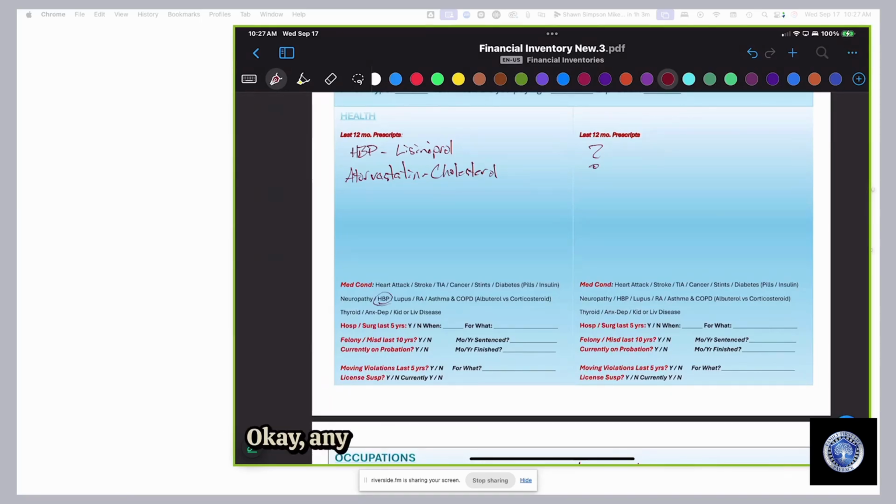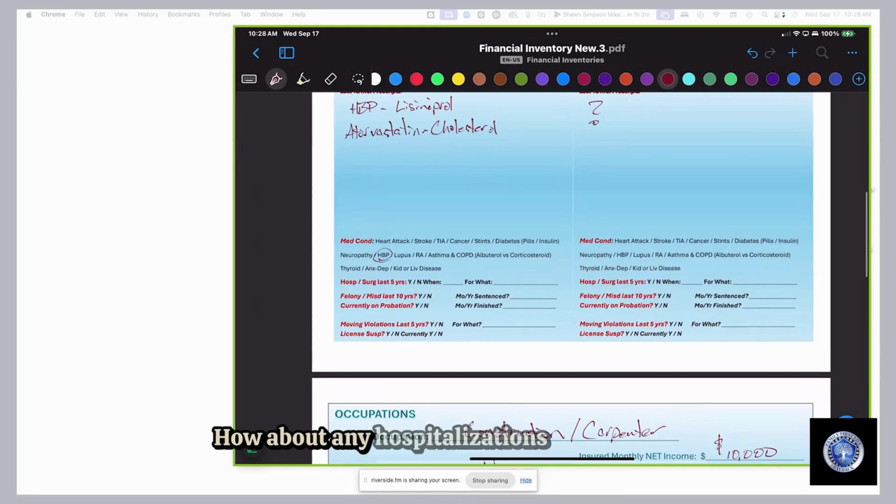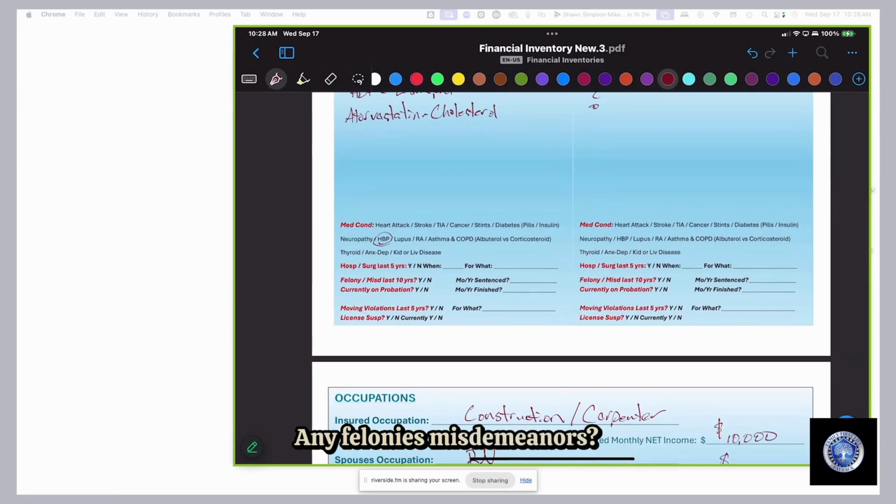No. Okay. Any lupus, rheumatoid arthritis, asthma, COPD, any thyroid medication, anxiety, depression, anything like that? No. Any kidney or liver disease? No. Okay, cool. How about any hospitalizations or surgeries in the last 5 years? Any of those? No. Any felonies, misdemeanors?